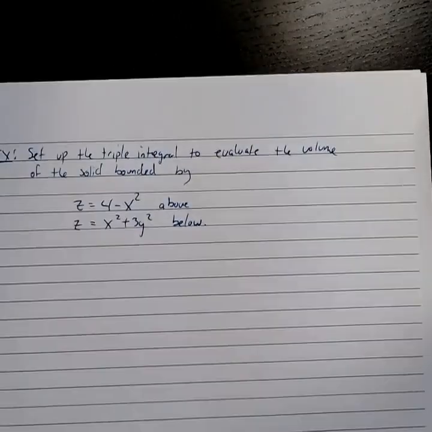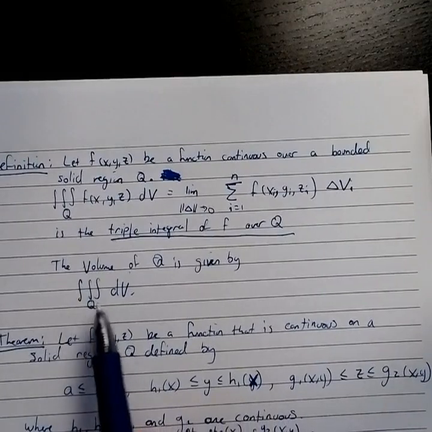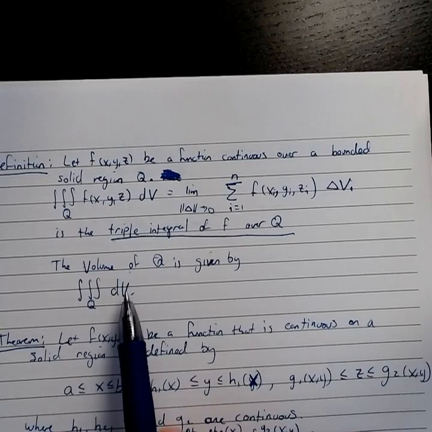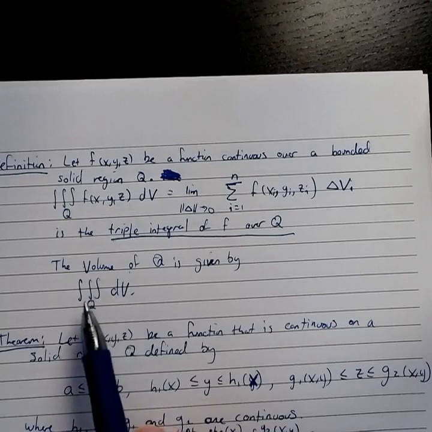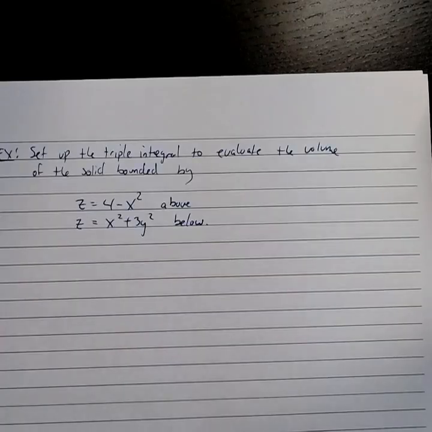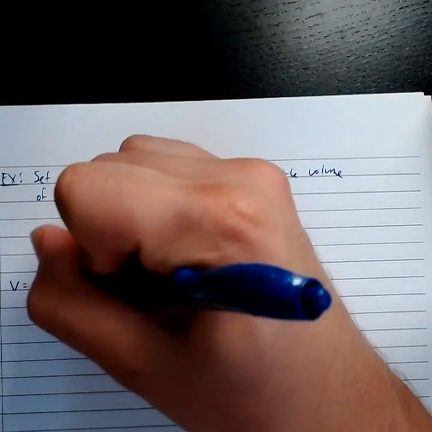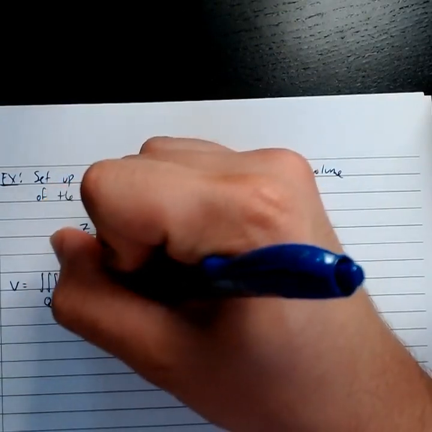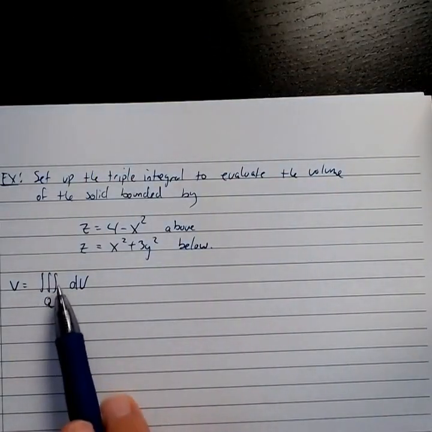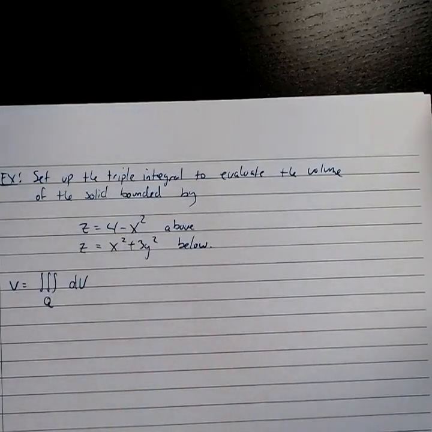So note that in the definition, we also saw that a triple integral can be used to evaluate the volume by taking the triple integral of the differential of volume. All right? So here, as long as we can describe Q adequately, the triple integral dV will give us that result. All right, so that's what this is saying. It's saying, okay, we want V to equal the triple integral over Q of dV. And now we simply need to describe this as a triple integral given the following boundaries.